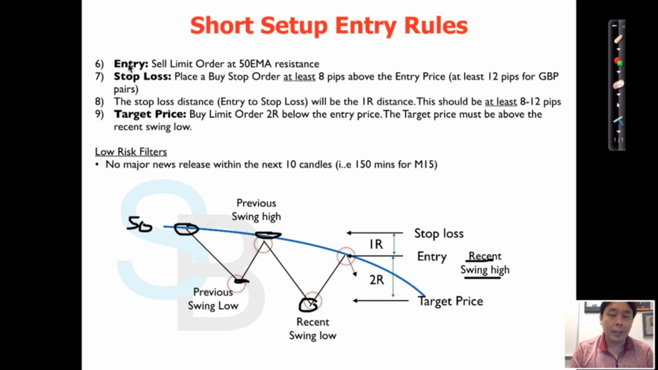So for the entry, similarly, we place a sell limit order right at the 50 EMA resistance. So again, as we are placing the order, the price is going up, going up, going up. And we are going to assume it's going to hit the 50, trigger the order, and go all the way down, right? So right now, as the price is going up here, and we see that it's going to hit the moving average, we place our entry price there. So again, it is a sell limit order, which means it will sell at that price or higher, okay?